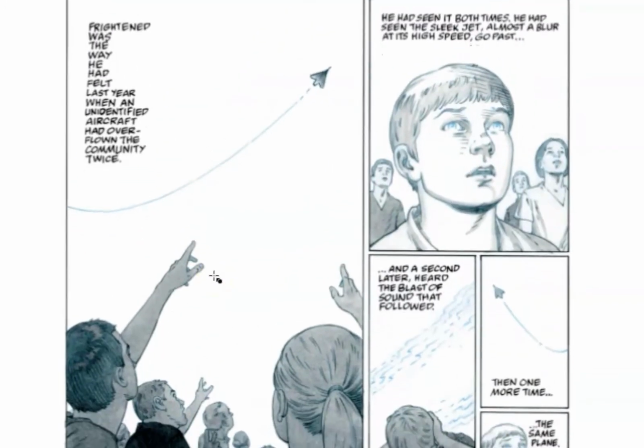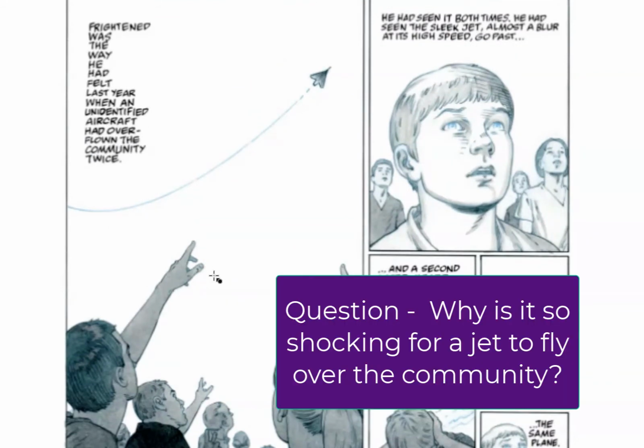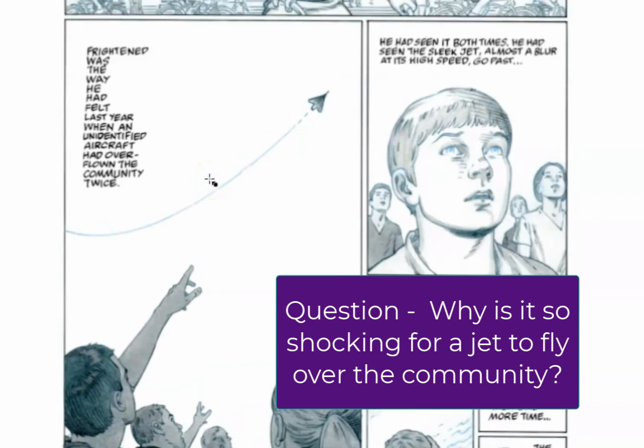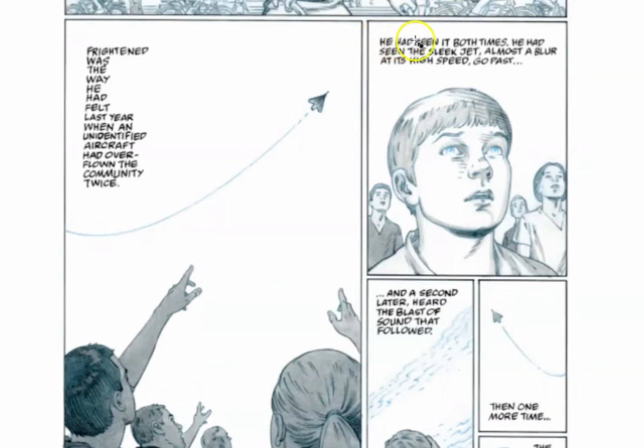So obviously, we're dealing with a community that's a little bit different than our own, because most places around the world, it's not going to be shocking to see a plane fly overhead. We have lots of planes in the air all the time, but for them, this is a shocking event. We don't know why yet. It says he had seen it both times. He had seen the sleek jet, almost a blur at its high speed, go past.